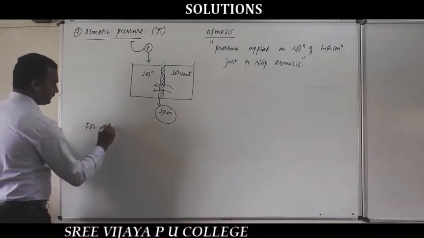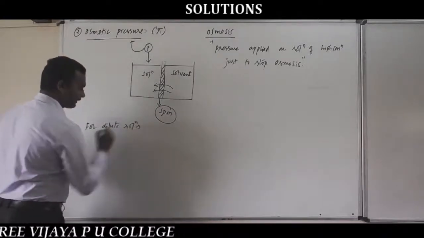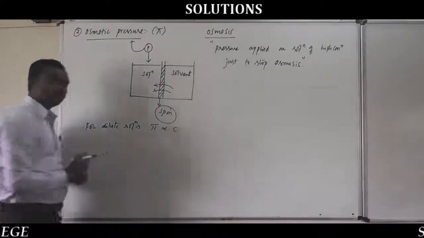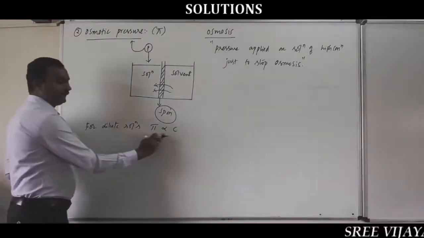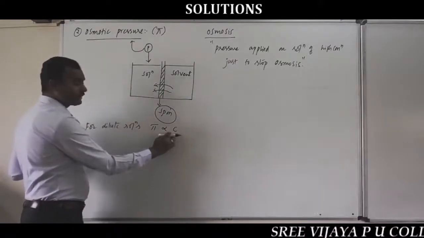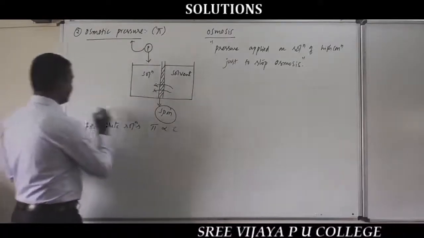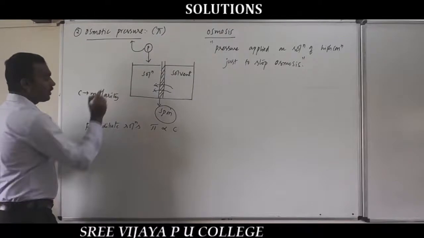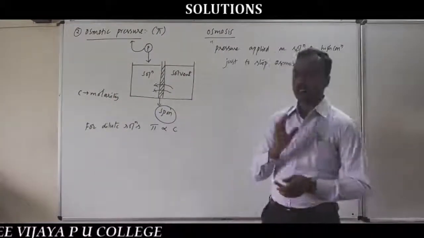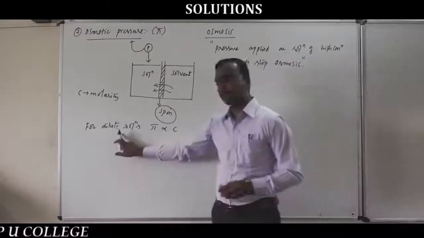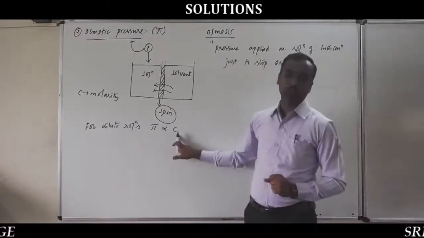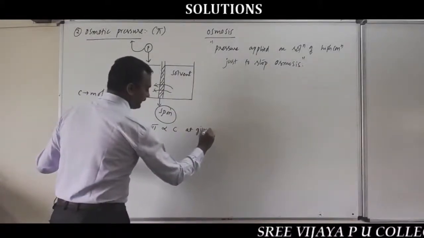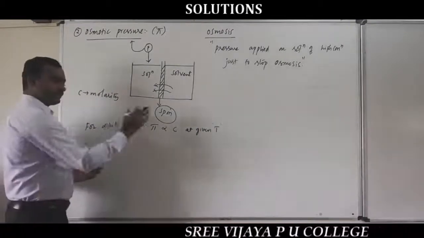For dilute solutions, osmotic pressure is directly proportional to the concentration of the solution. What is the concentration here? The concentration C is the molarity, that is, the number of moles of solute dissolved in 1 liter of the solution, or 1 dm cube of solution. So for dilute solutions, the osmotic pressure is directly proportional to concentration at a given temperature T. That T should be in Kelvin.